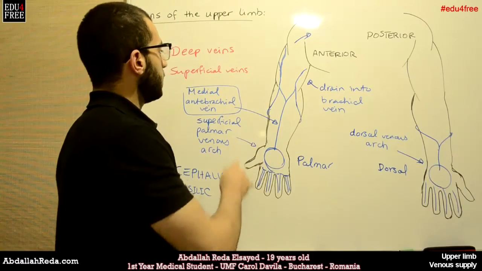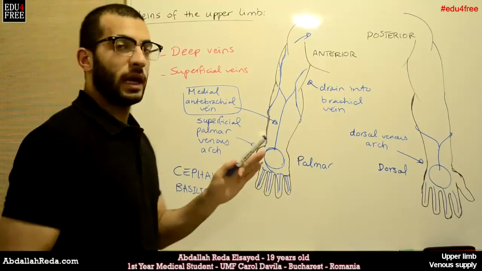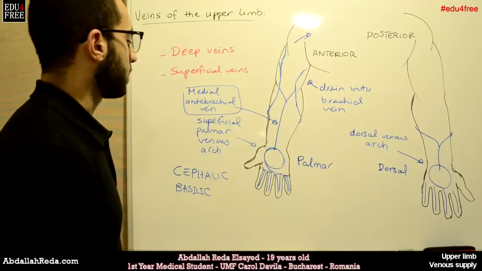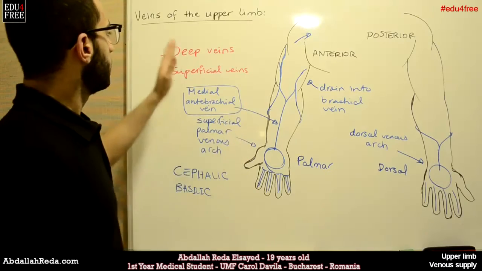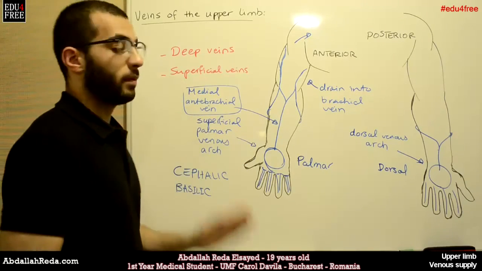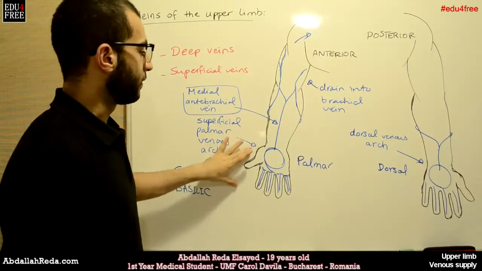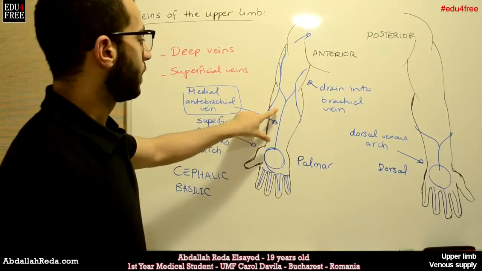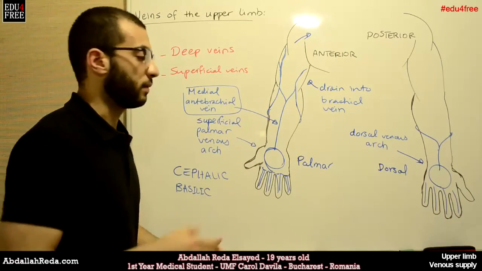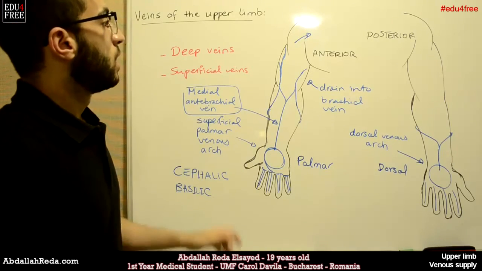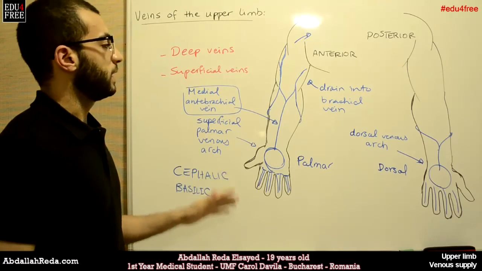So these are the superficial veins, and as we mentioned, the deep veins will have the same names as the arteries of the upper limb. Both deep veins and superficial veins will communicate with each other through perforating veins, especially at the level of the hand. They also communicate with each other at the level of the forearm through the medial antebrachial veins, giving perforating branches and so on. So this is the venous structure of the upper limb.